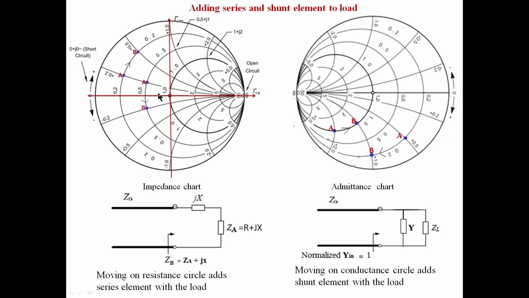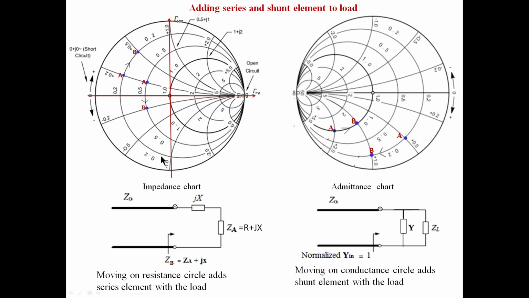First we will see how to get the addition. For example, I am moving from here to here. Okay, I am moving from A to B, on the resistance circle. If you are adding a series element next to the load, what you can do is move from the load on the same resistance circle. You should not go to some other circle.